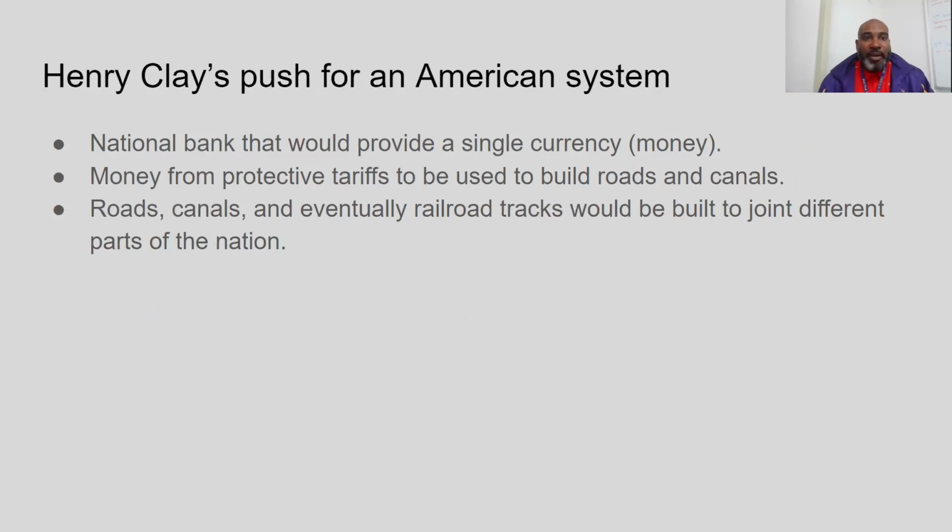Henry Clay's push for an American system. So the first thing that the American system looked to do was create a national bank that would provide a single currency. So you would have one currency, like $1, one system of money. Money from protective tariffs would be used to build roads and canals. This was important because they wanted to generate infrastructure to transport goods easier throughout the nation. Roads, canals, and eventually railroad tracks would be built to join different parts of the nation. And that was all about economics.